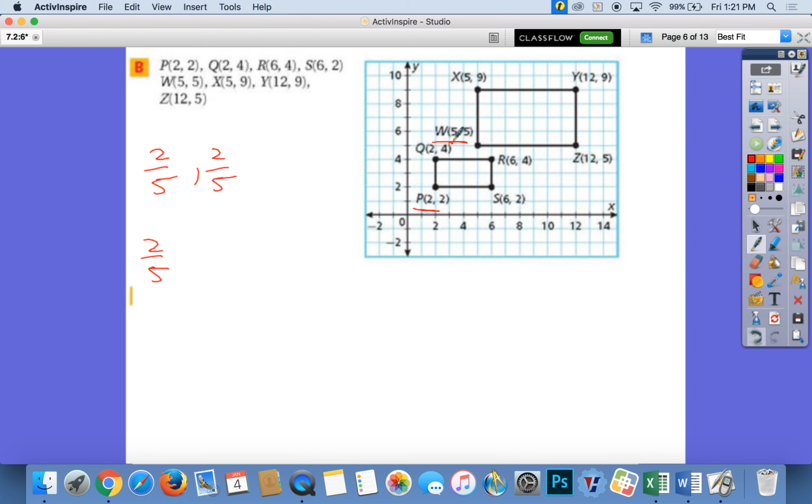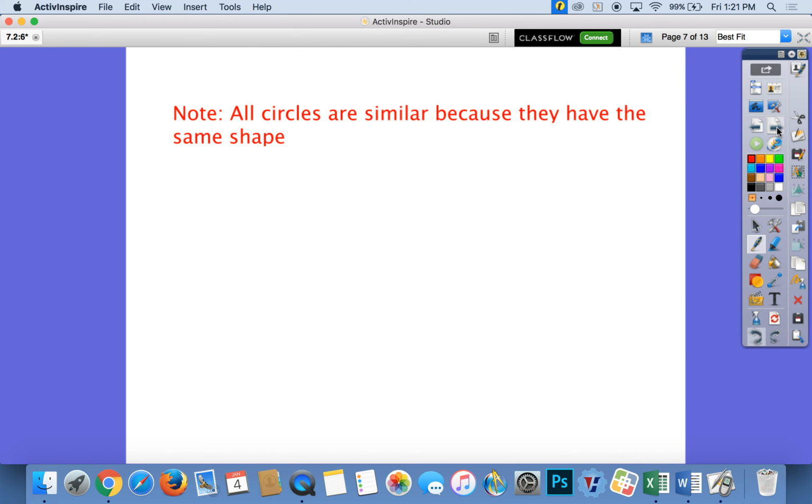However, look what happens when I do the Y values. My ratio is going to be 4 to 9. So based on the fact that I don't have the same similarity ratio for each vertex, the answer is going to be no. These polygons are not going to be similar.